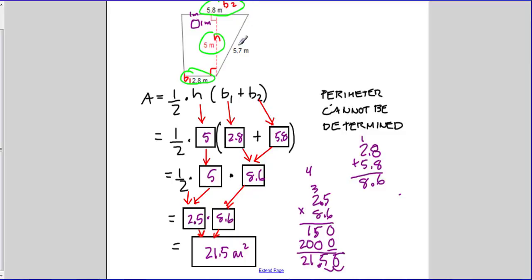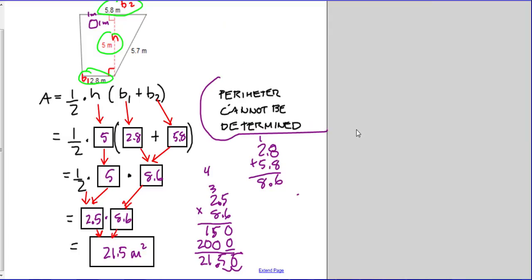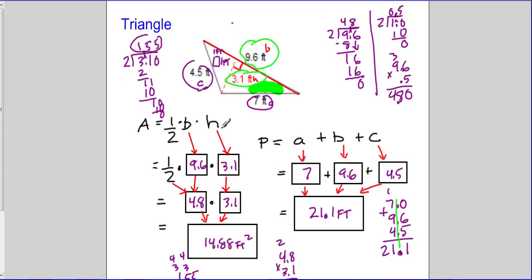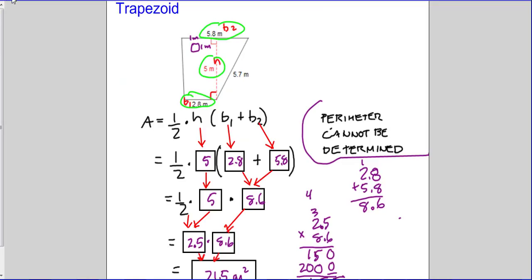I cannot determine the perimeter here because I'm missing the length of this side. The height is not actually part of the outside of the trapezoid. So I have 3 sides, but I'm missing the 4th, so I can't determine the perimeter. This concludes the video.